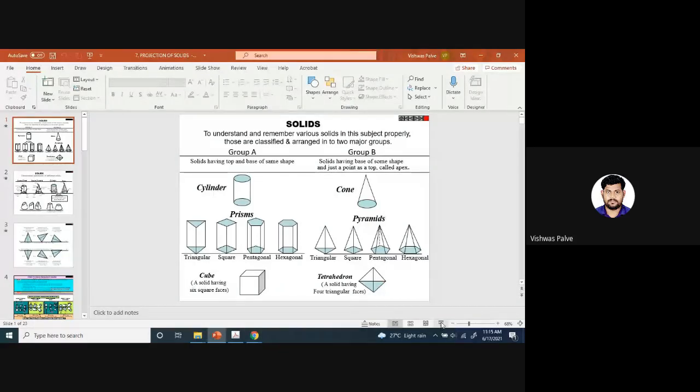So today we are going to start the new topic, that is projection of solids. In this projection of solids, we are going to draw the various views when the object is resting on the horizontal plane or it may be resting on the vertical plane. But the limitation is that the object will always be lying in the first quadrant. We are going to consider that the object lies in the first quadrant.